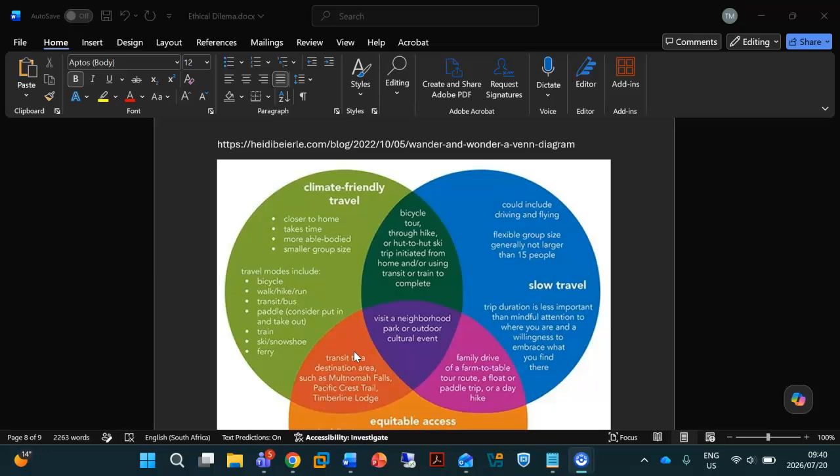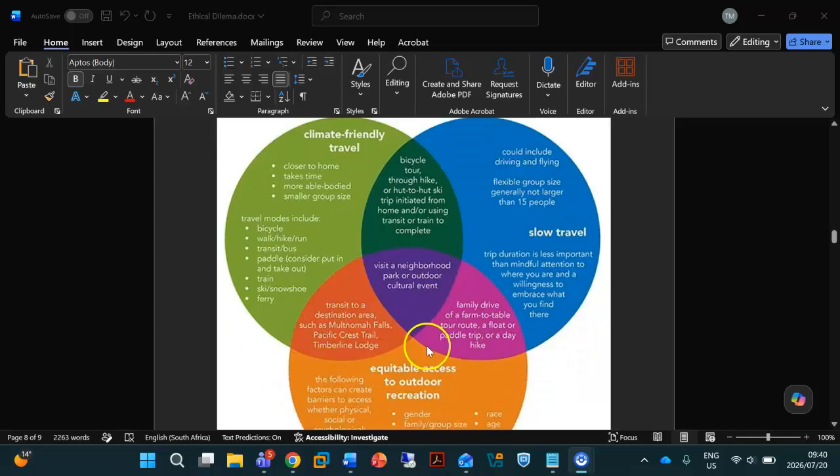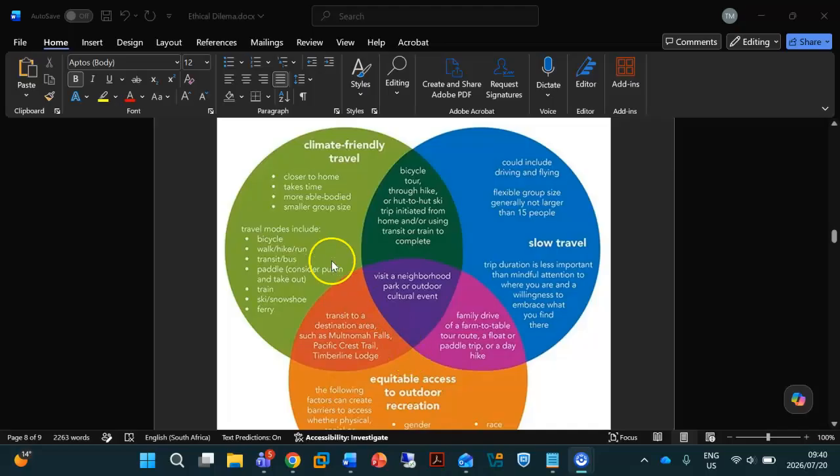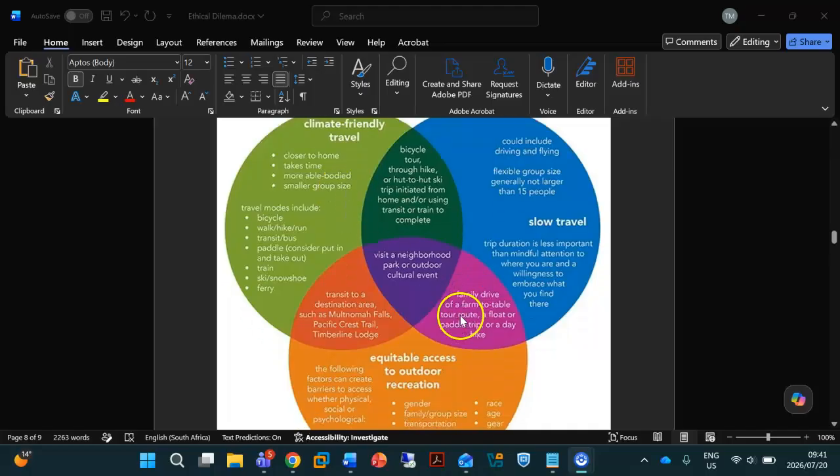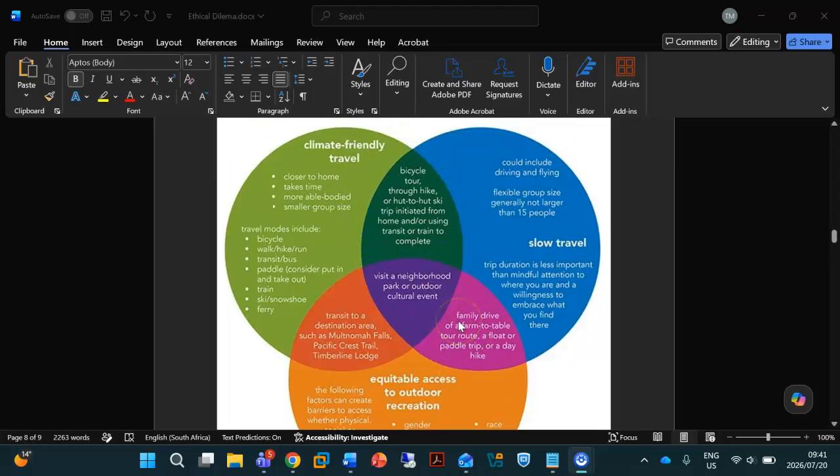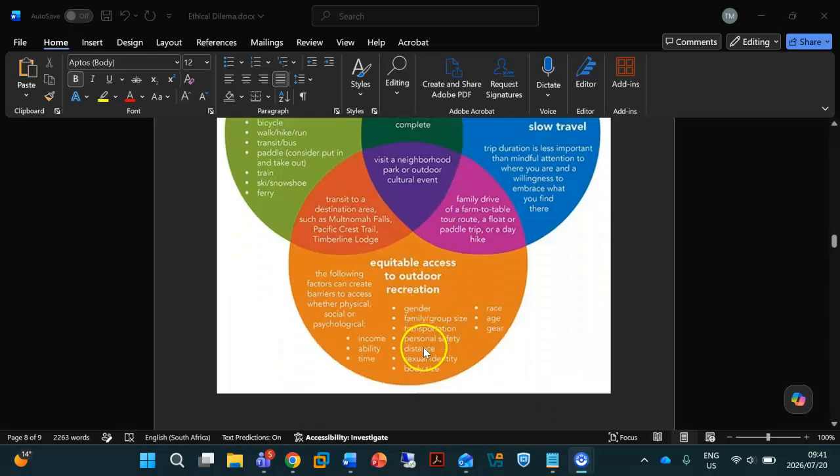Basically, this shows you the different things that you have to look at when you want to travel. It's divided into three categories: climate friendly travel, slow travel, and equitable access to outdoor recreation. For each category, you list the activities that can be done as well as the mode of transport. As you can see, there are some things that overlap across all three categories.